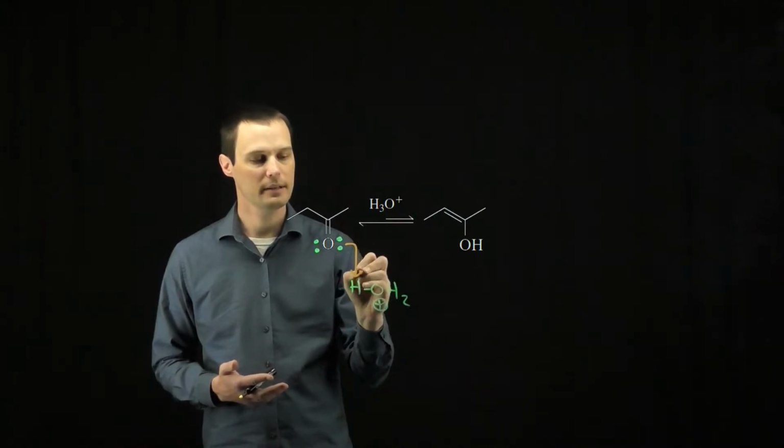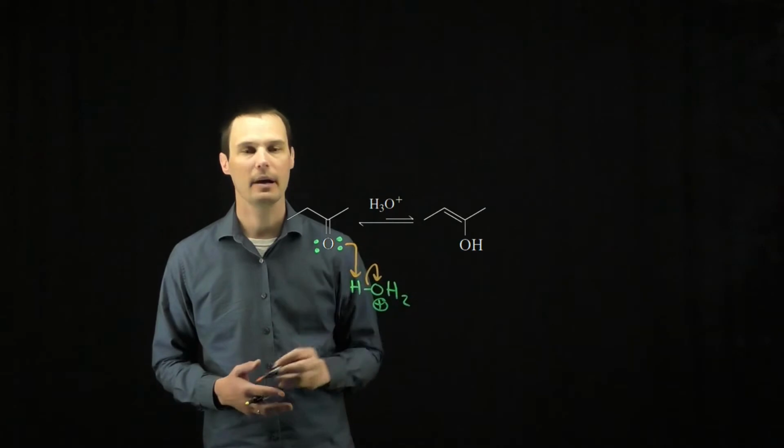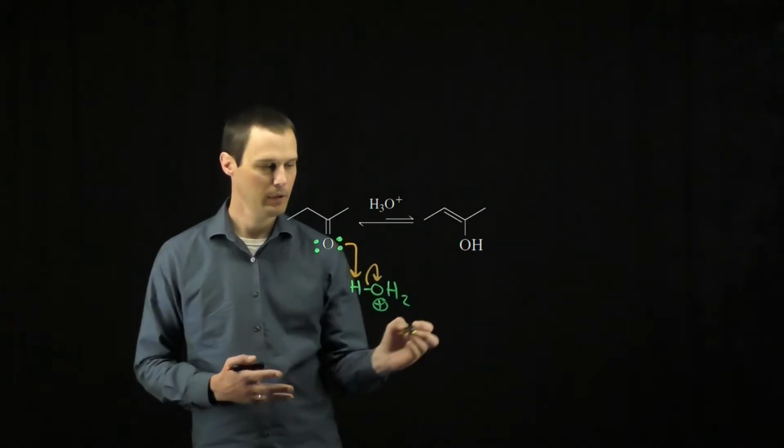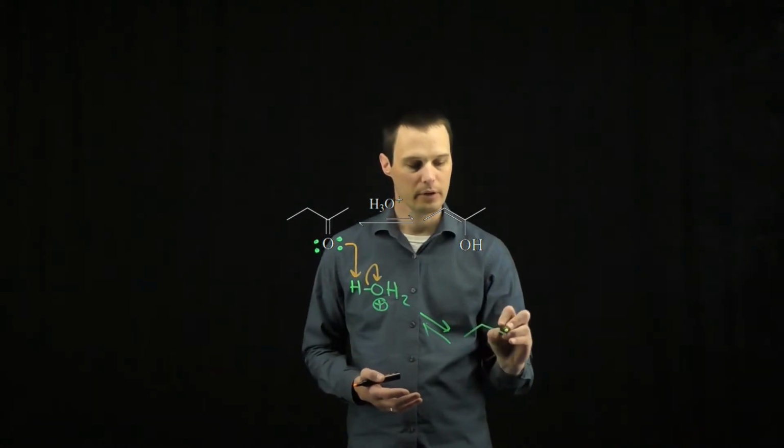This lone pair can attack hydrogen. That builds up too much electron density around hydrogen. So we break the OH bond, putting electrons onto oxygen. That will form a protonated carbonyl intermediate.